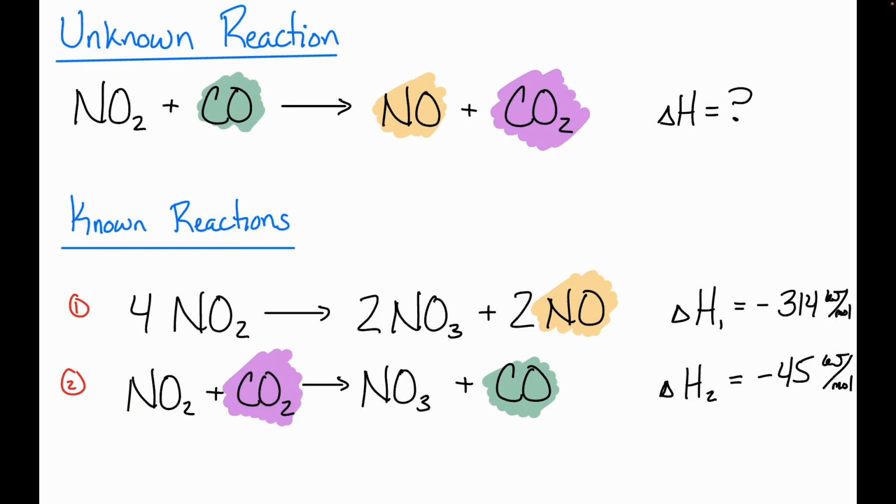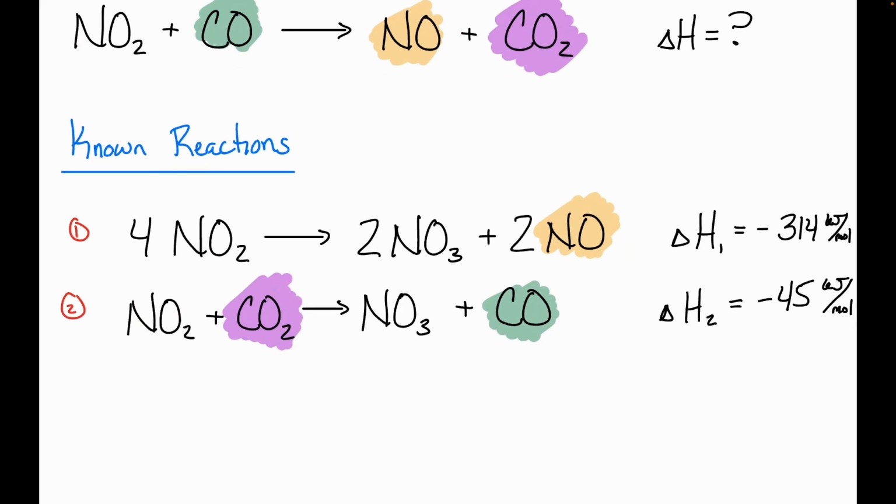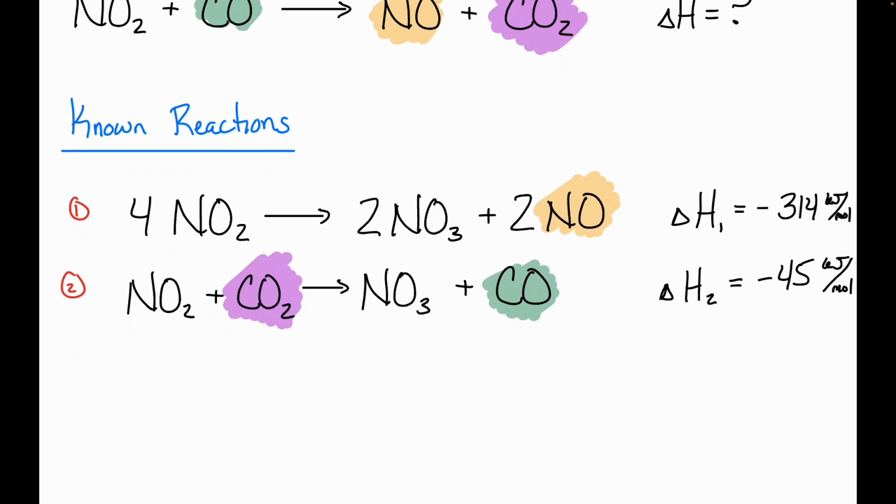That's the only way to get carbon dioxide on the product side and to get carbon monoxide on my reactant side. If I look at the orange here, my orange, NO, only appears on the product side in one of these two known reactions. So am I going to have to flip that first known reaction? No, that would mess everything up. It would put that NO on the wrong side. So I know I'm going to have to flip reaction 2 and not reaction 1.